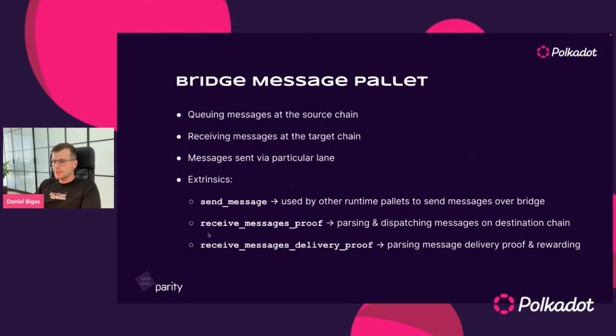We also have the receive messages delivery proof extrinsic that can be called by the relayer on the source chain. That extrinsic tells the pallet that our messages have been exported to the destination chain, and now we can set those messages from the outbound lane at the source chain as delivered, and also we can pay the reward to the relayer for relaying our messages.